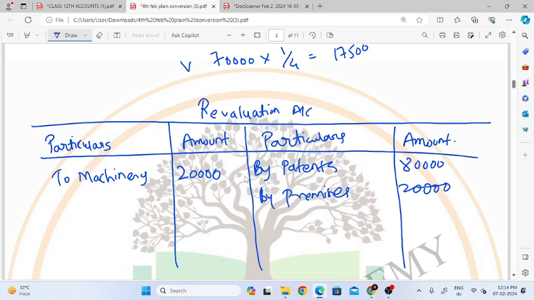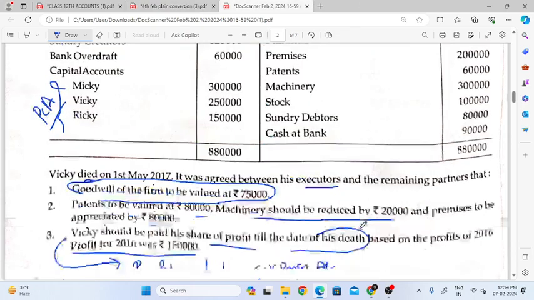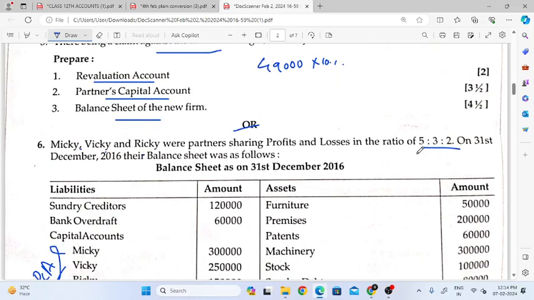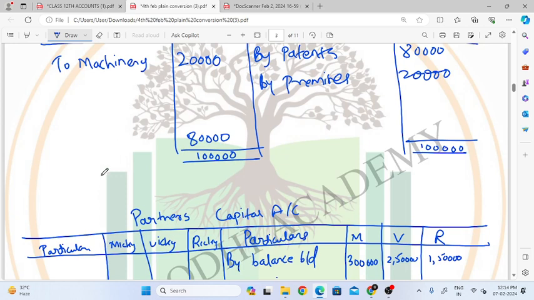Then is anything else left? No. So here we have to take the total of 1 lakh. Then 1 lakh minus 20,000, so here comes 80,000. So this 80,000 you have to distribute among the old partners in their old ratio. So 80,000 multiplied by the ratio what they have given of the partners, which is 5:3:2. So to the partners capital account.